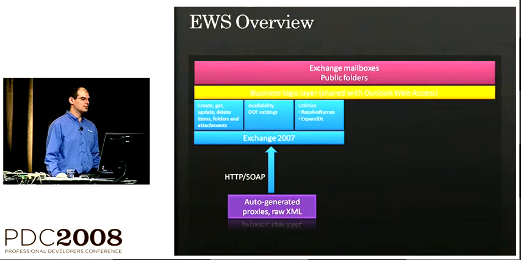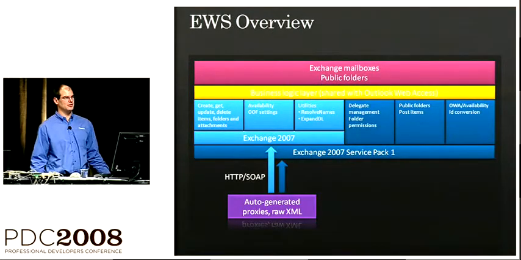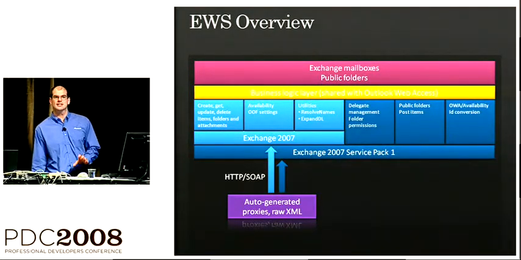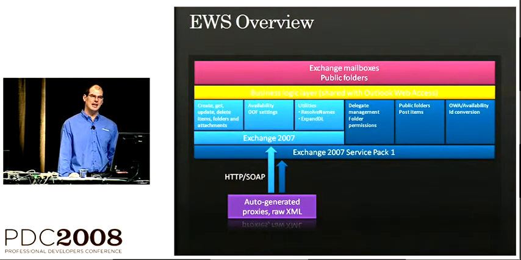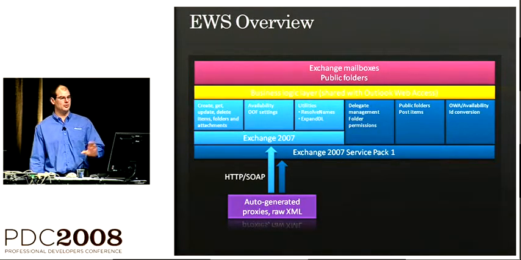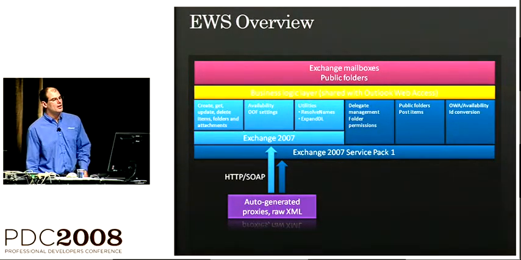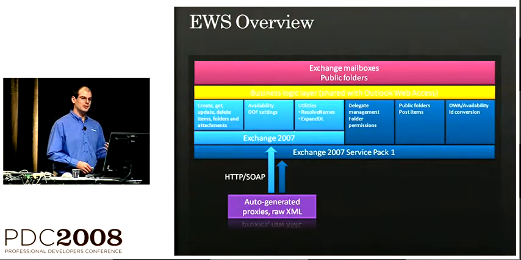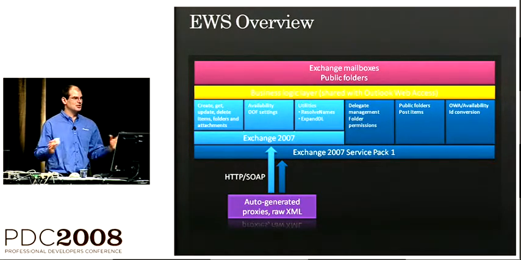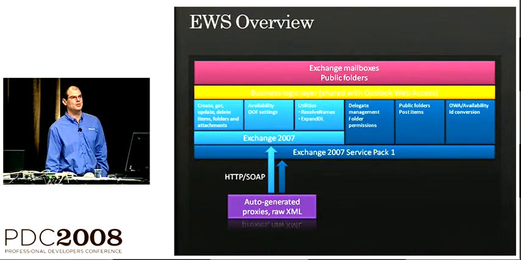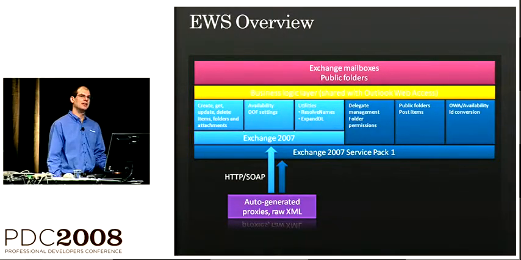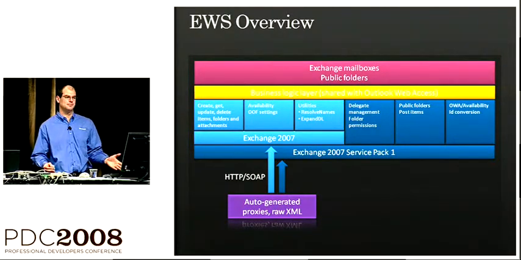In 2007 SP1, we added a whole host of additional functionality. The first delegate access and delegate management functionality that Exchange has had, so the ability to add delegates, remove delegates, and update delegates. We added public folder support and post items. This was essentially an extension of our 2007 schema, so users, as soon as they upgraded to 2007 SP1, got this additional functionality.